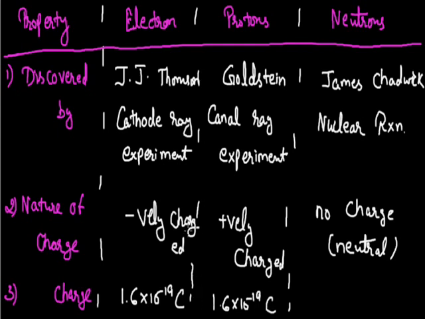But the difference is, electron is a negatively charged particle. So with the magnitude, we can also indicate the minus sign, and the complete value will be minus 1.6 into 10 power minus 19 coulomb, while the charge of proton with the complete value will be plus 1.6 into 10 power minus 19 coulomb. As I have said that neutron has no charge on it, so the magnitude can be written as zero. It has zero charge.